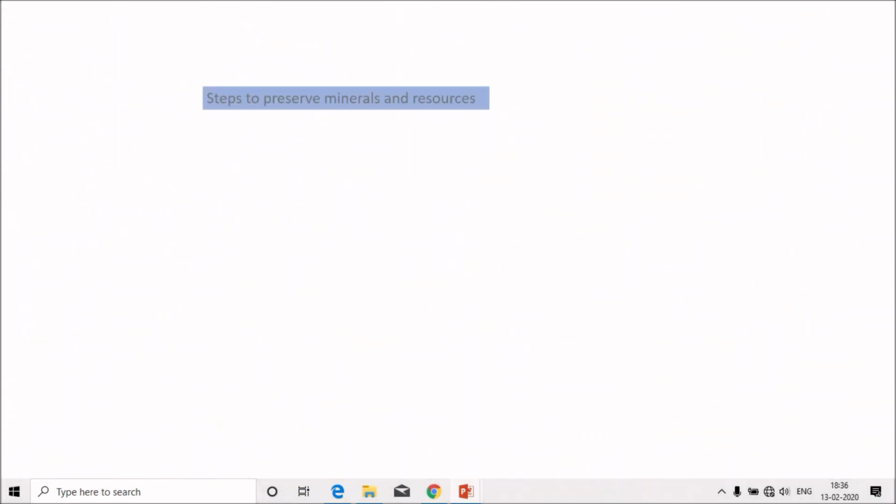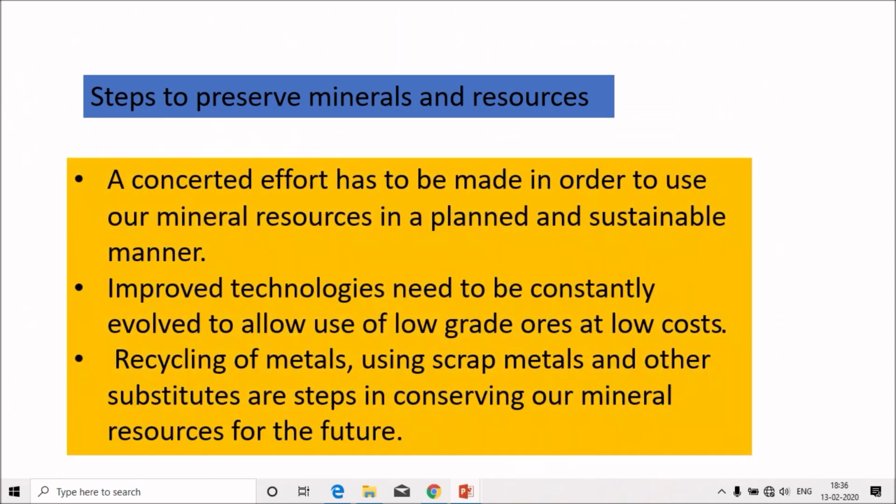Steps to preserve or reduce the mineral usage and resources. A concentrated effort has to be made in order to use our mineral resources in a planned and sustainable manner. What is the meaning of a sustainable manner? The manner in which we use the resources and also take steps to preserve them or use them wisely, or use as little as possible without damaging the environment, is called a sustainable manner.